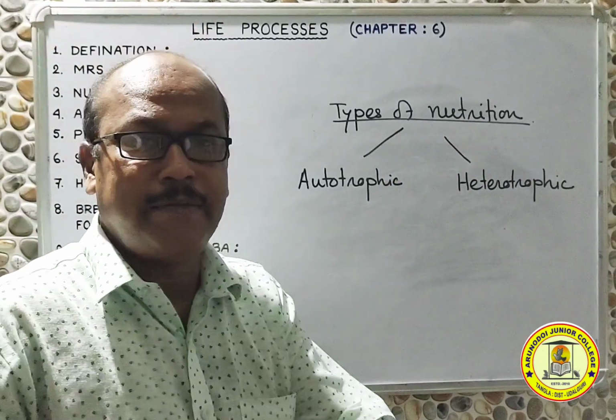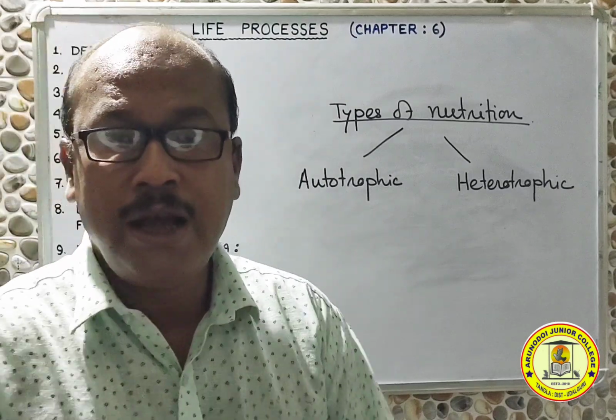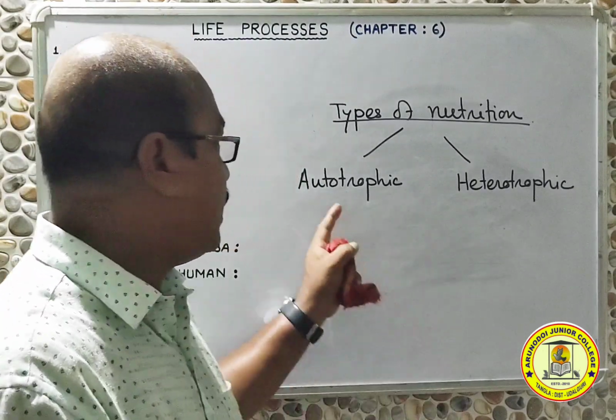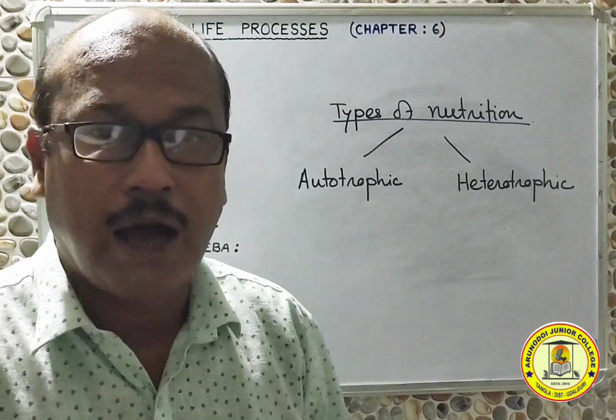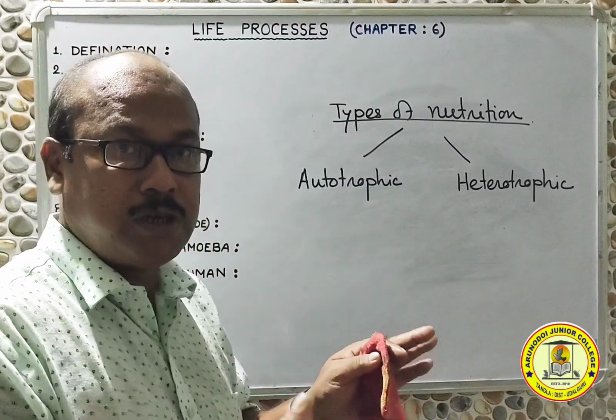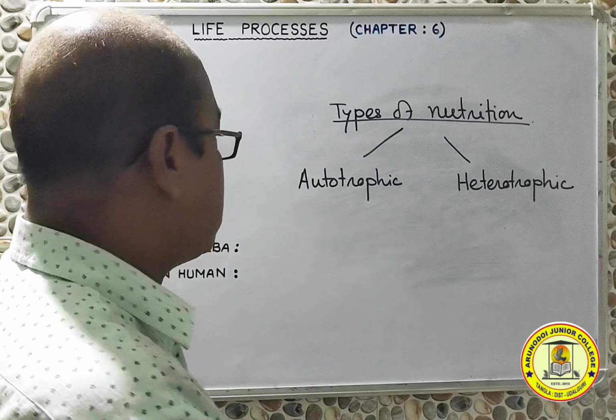However, there can be some other types of nutrition like chemotrophism, which is heterotrophic and autotrophic. You will get it in your higher classes. So we will not discuss it because it is not included in our class 10 syllabus.